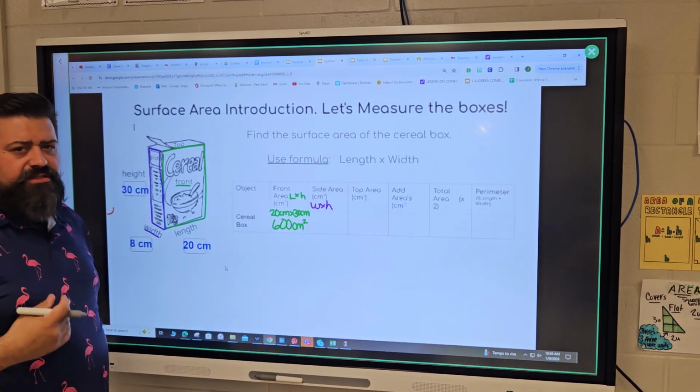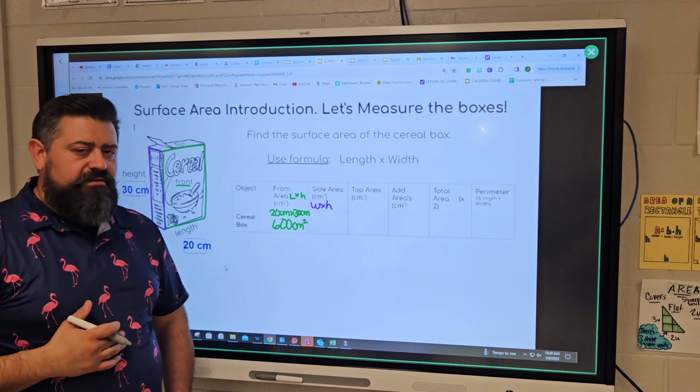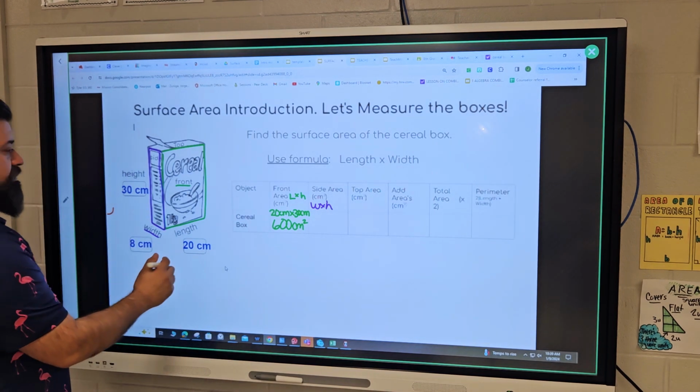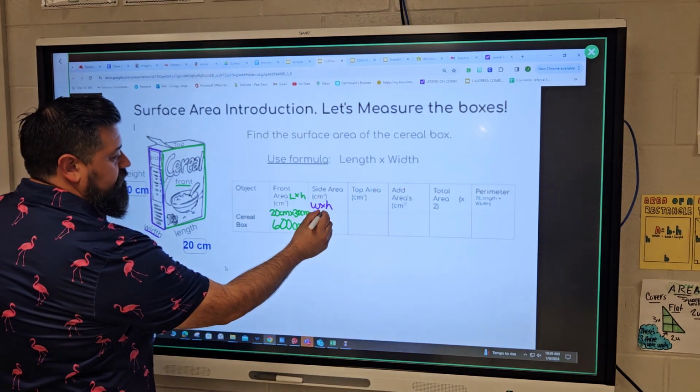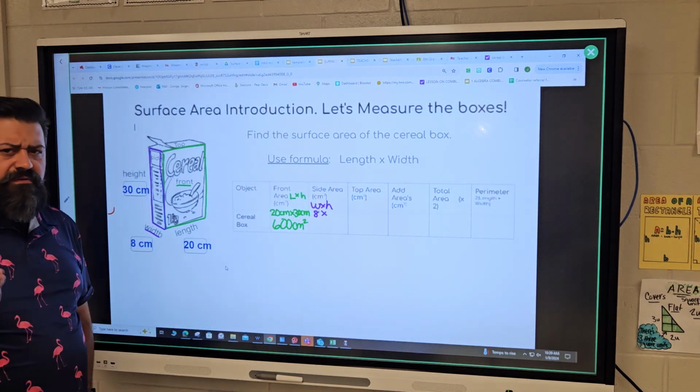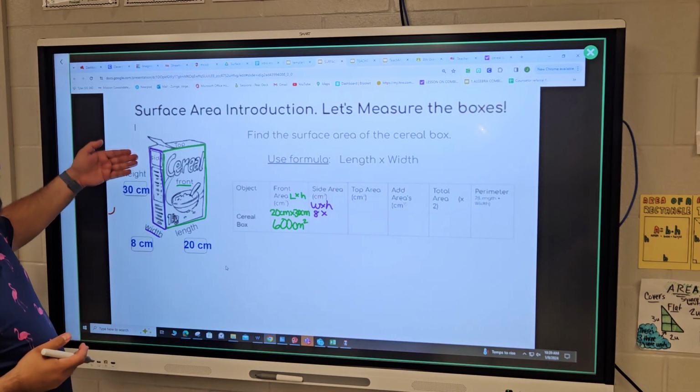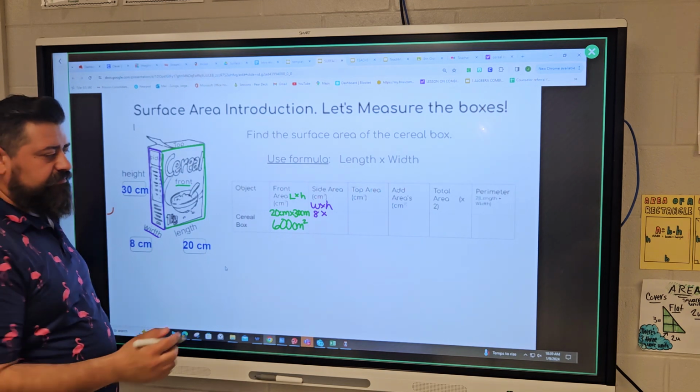Those are the 2 dimensions you're going to multiply, the width and the height. So what is the width? It's 8 times, well, what's the height? Here's the height, it's 30.